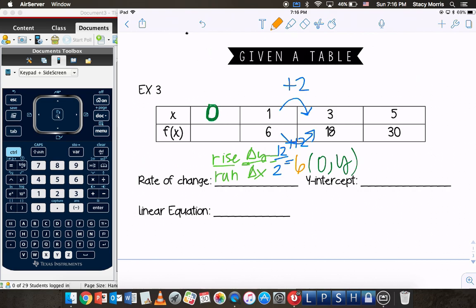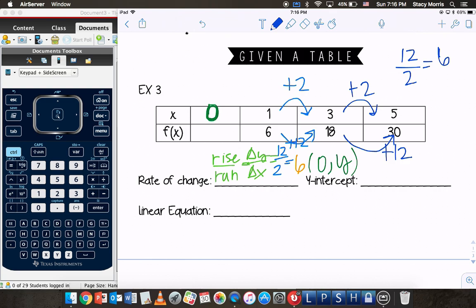Let's do that again just to make sure we understand. My change in y from 18 to 30 would also be plus 12. My change in x from 3 to 5 would be plus 2. So 12 divided by 2 is 6. So our change in y over change in x, or our rate of change or slope, is 6.